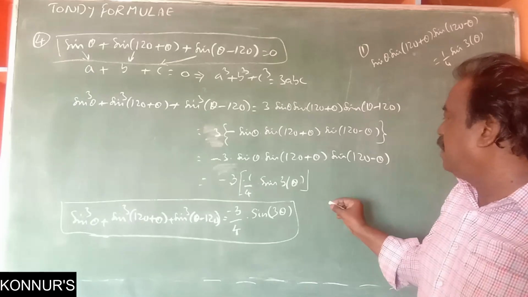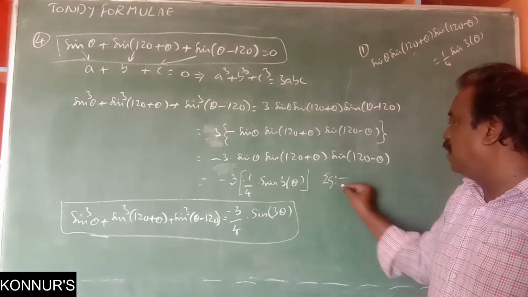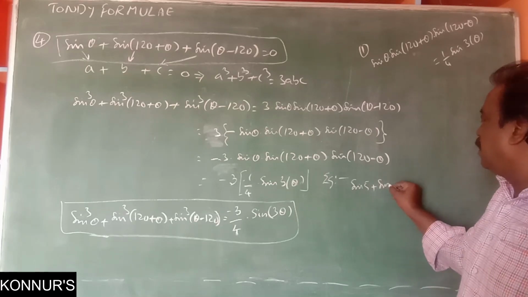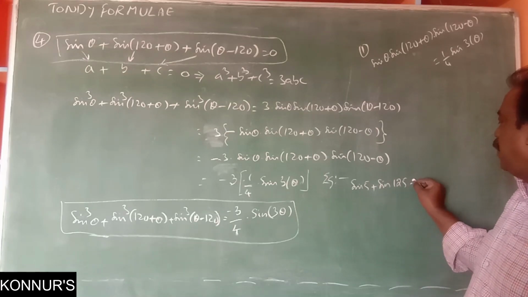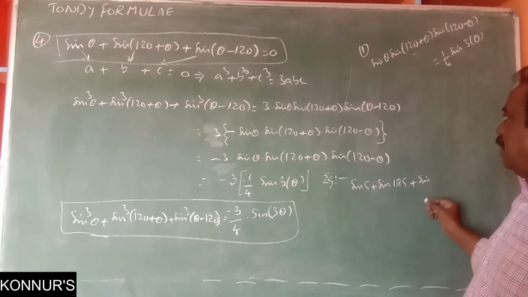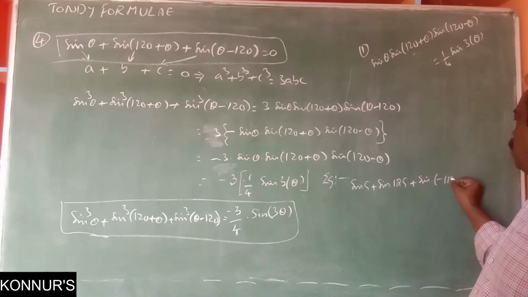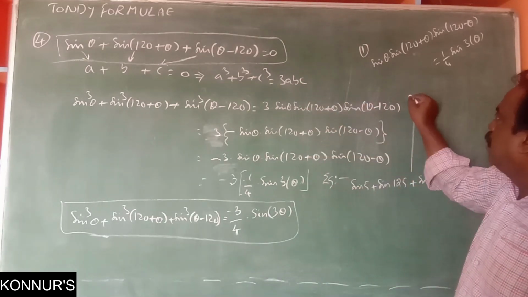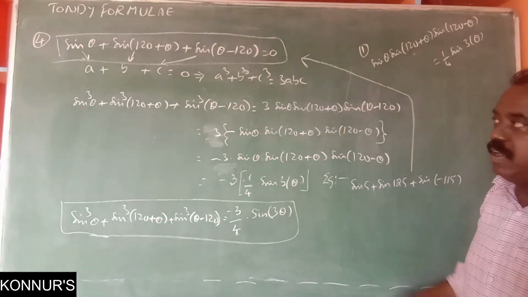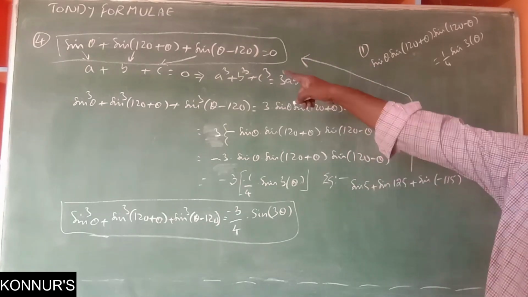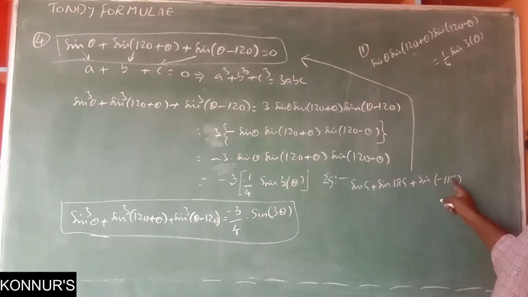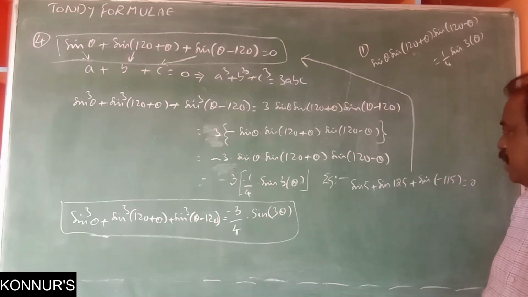I want to give one example to help you understand. Sin 5 plus sin 125 plus sin minus 115 is there. Same as the first one, you see. Same as by the first formula. If theta is equal to 5 degrees, 120 plus theta is 125. Theta minus 120, 5 minus 120, is minus 115. It gives 0 by using that formula.